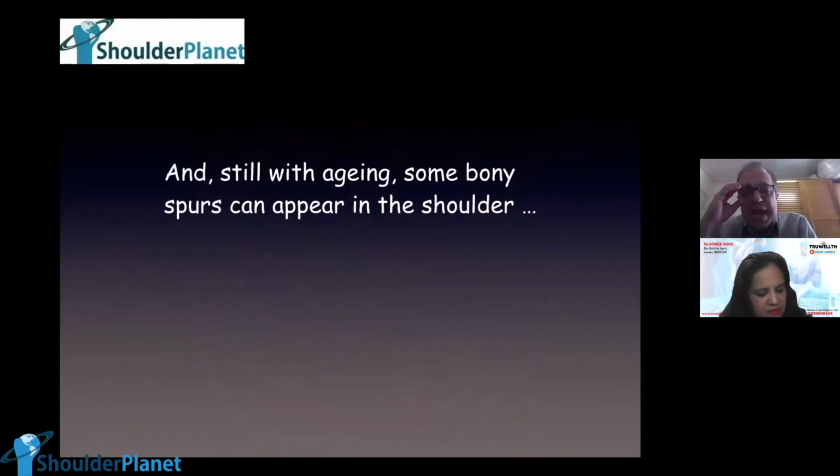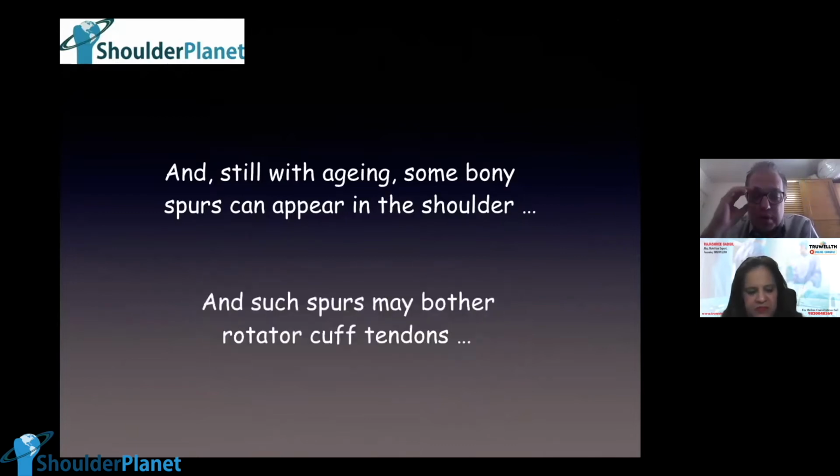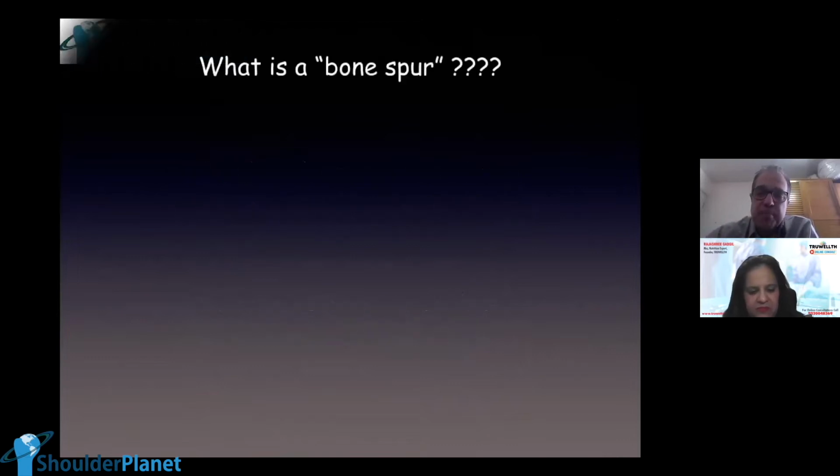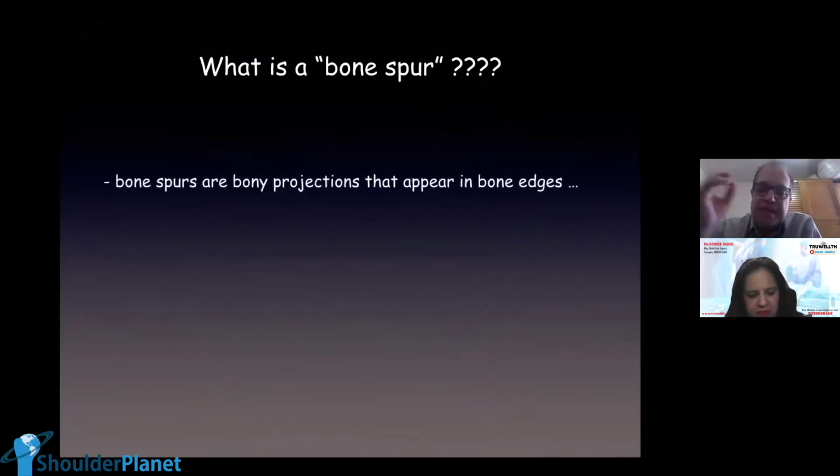And still, as we get old, many bony spurs can appear all over the human body and also in the shoulder, and obviously they can bother the rotator cuff tendon. But let us understand what a bony spur is, because everybody says, oh, I have a spur in my back, I have a spur in my heel, and I have heel pain, which is called plantar fasciitis in the foot. Everybody talks about it, the patients. But what is a bony spur? It seems difficult, but I'm going to show you, it will become very simple to comprehend.